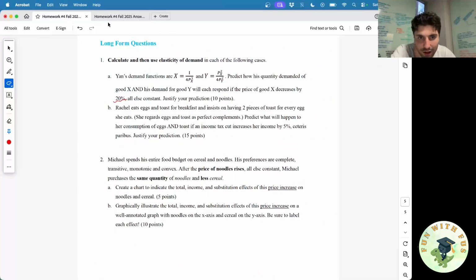And what is part B asking? Rachel eats eggs and toast for breakfast. So this is a perfect complement. And predict what will happen to her consumption of eggs and toast.